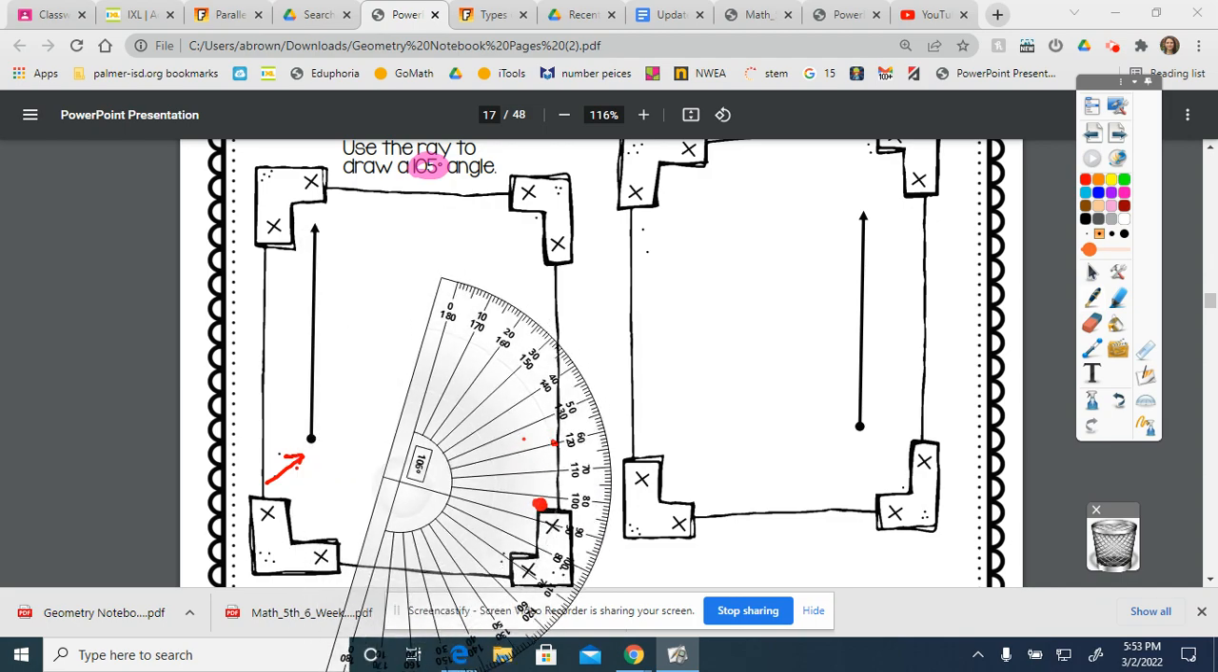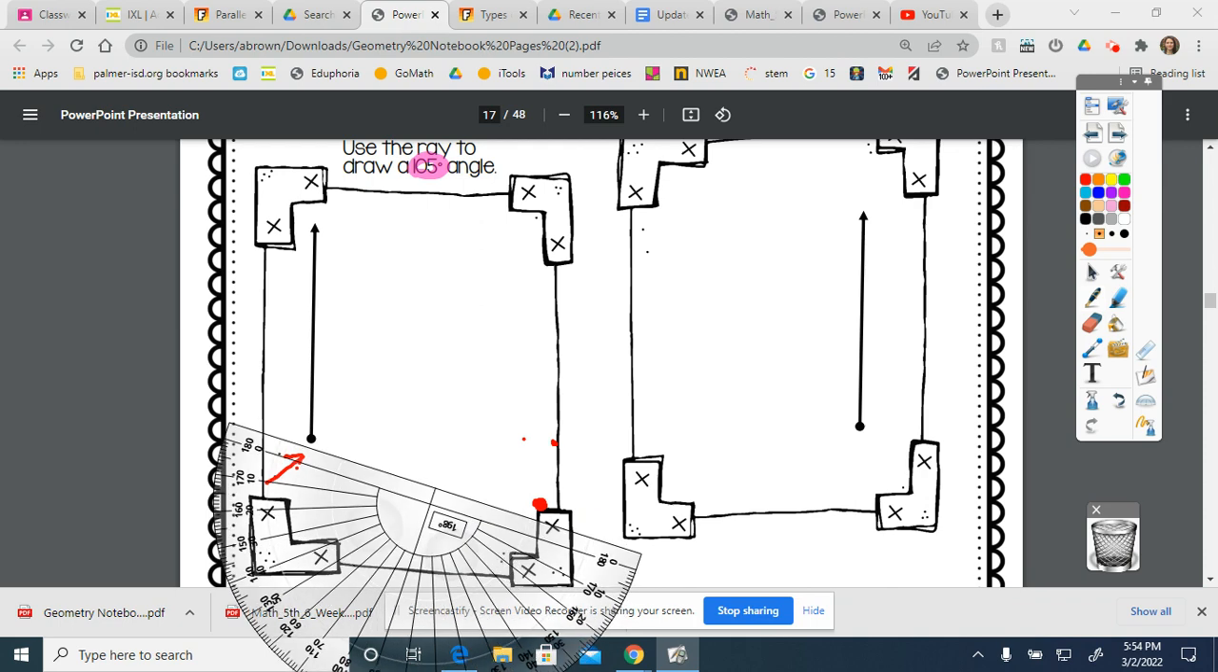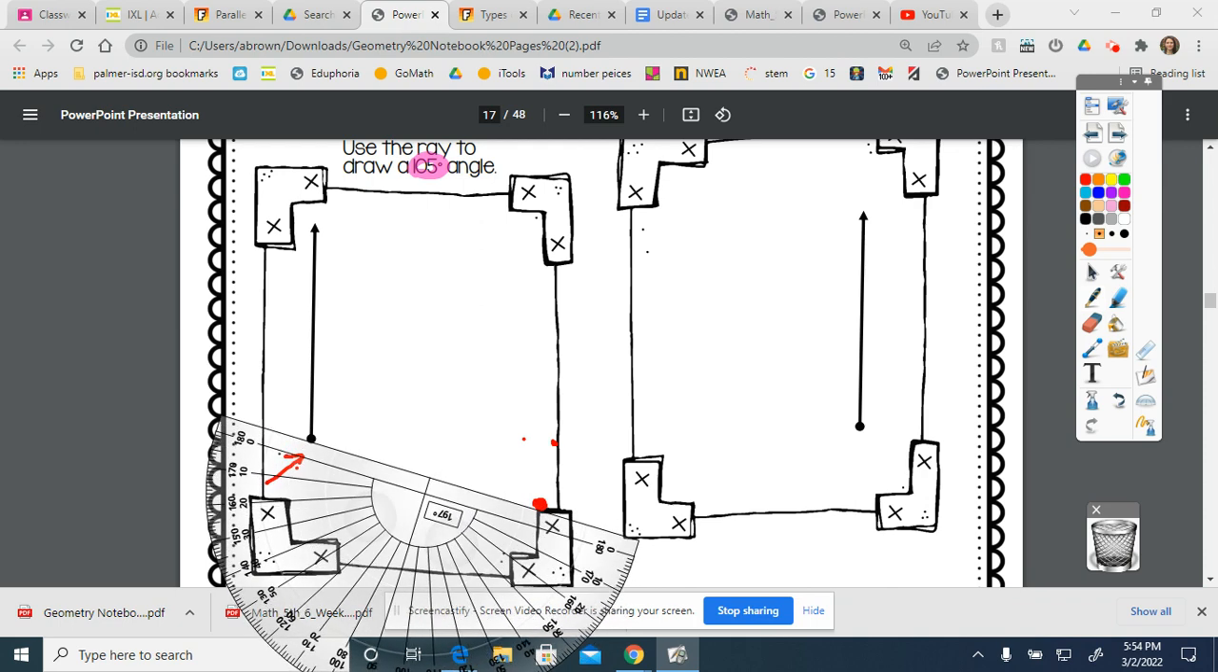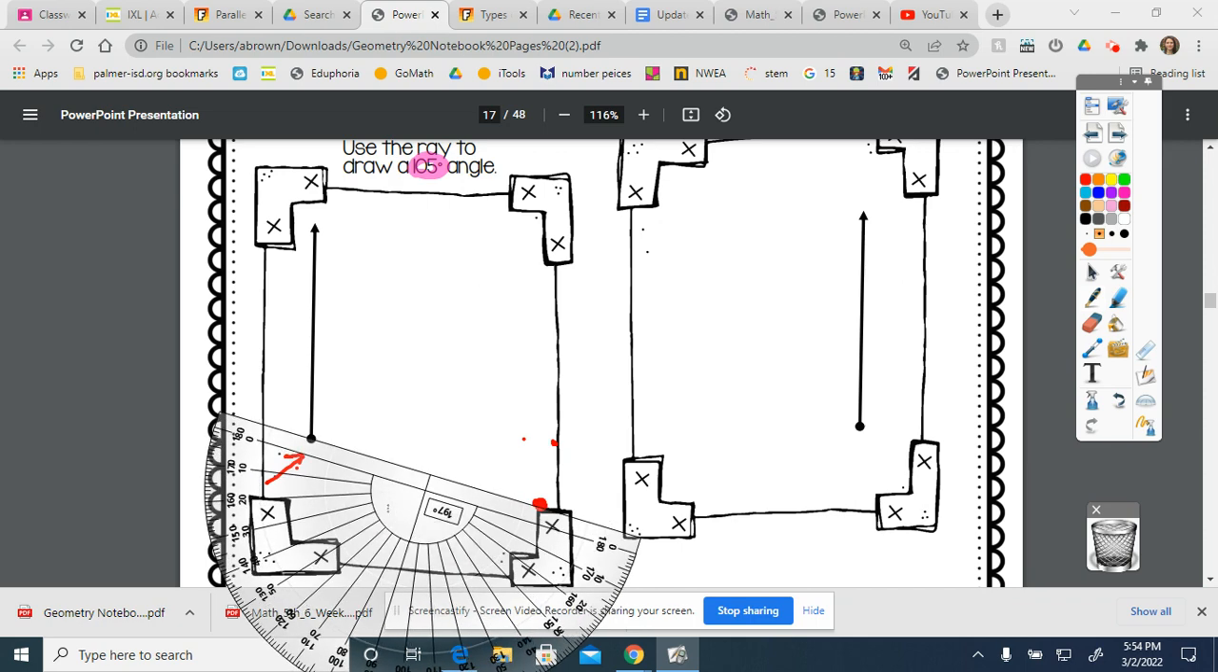Then we're gonna pick up our protractor, line the edge up with the vertex and then the new dot that we created right there, and draw a straight line with an arrow on the end. There we have a 105-degree angle. Okay.